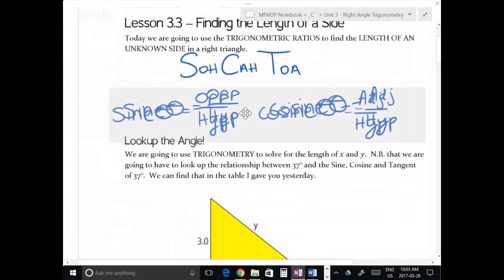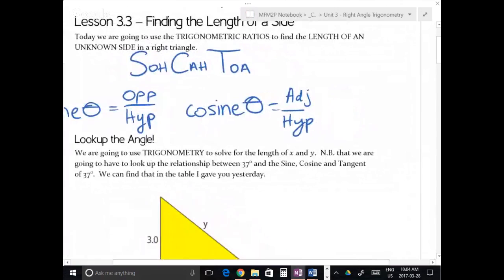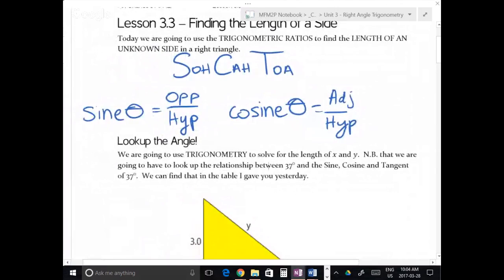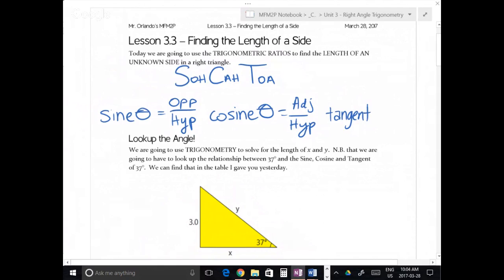I always wait to be corrected by Dawson complaining about my mistakes. That's how I like to fix my mistakes. All right, and what is the last, sorry? Tangent, very good. And the tangent of theta, how do we calculate that? Opposite over adjacent. Thank you, Kendra.